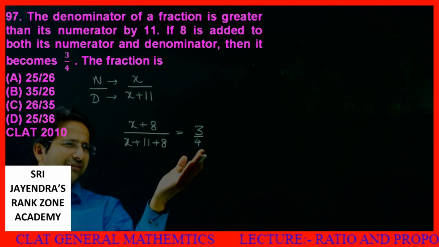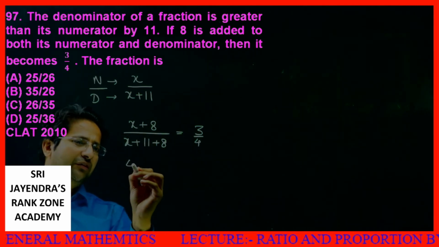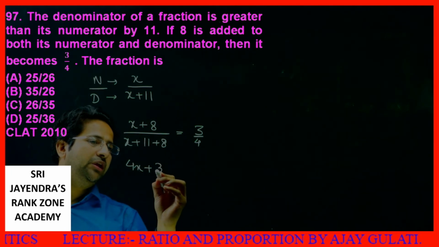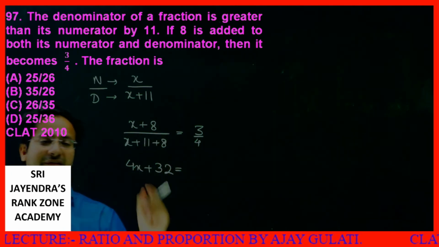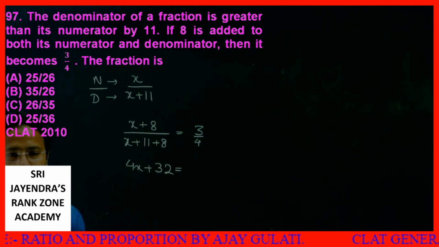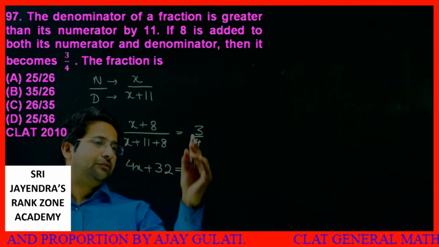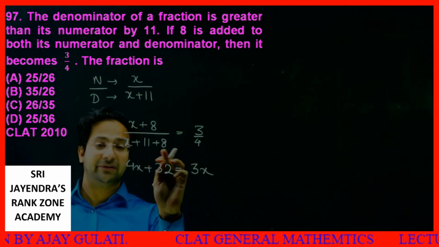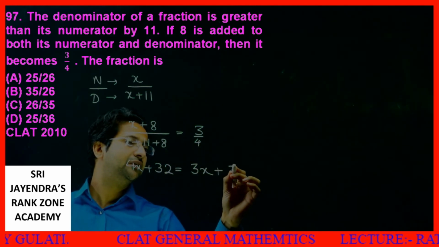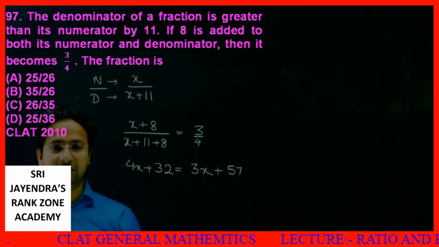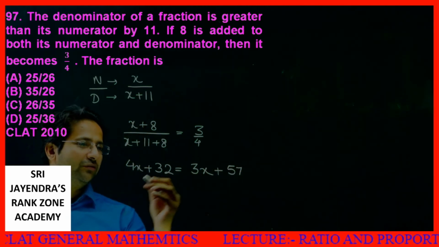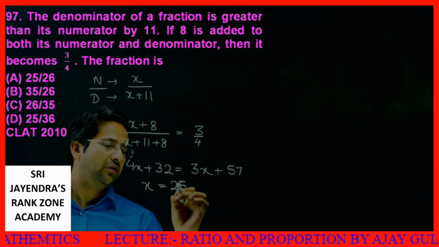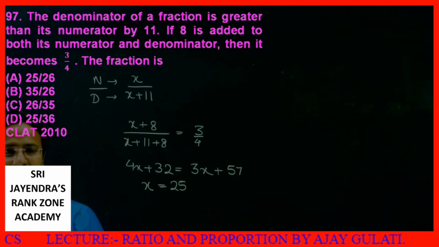Very easy. First of all, multiply this. 4 into x, 4x plus 4 into 8, 32. I was about to write 24. You must have got the correct answer then. This becomes 3 into x, 3x, 11 plus 8 is 19, 3 into 19 is 57. So now I can say 4x minus 3x is x is equal to 57 minus 32 or 25. I get the value of x as 25.